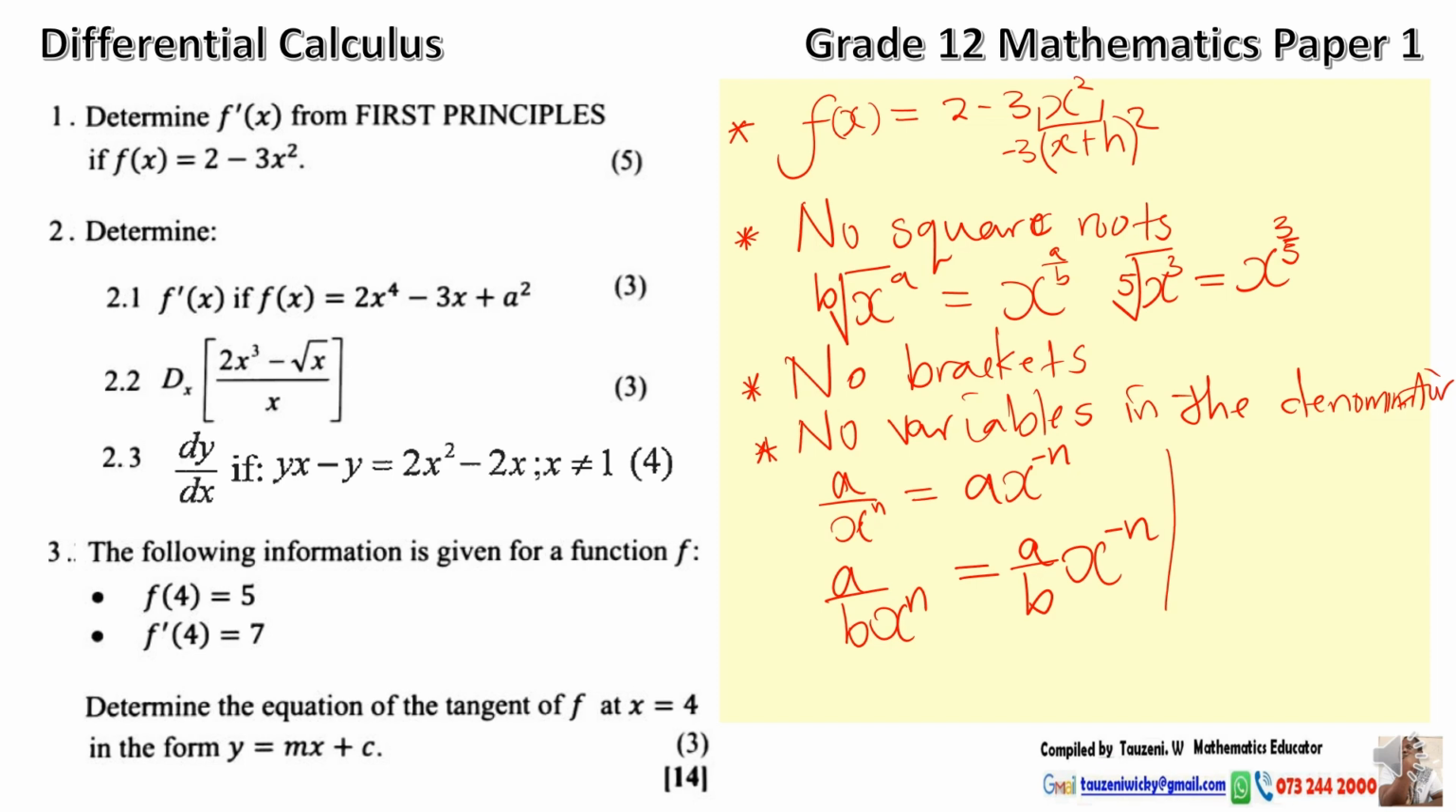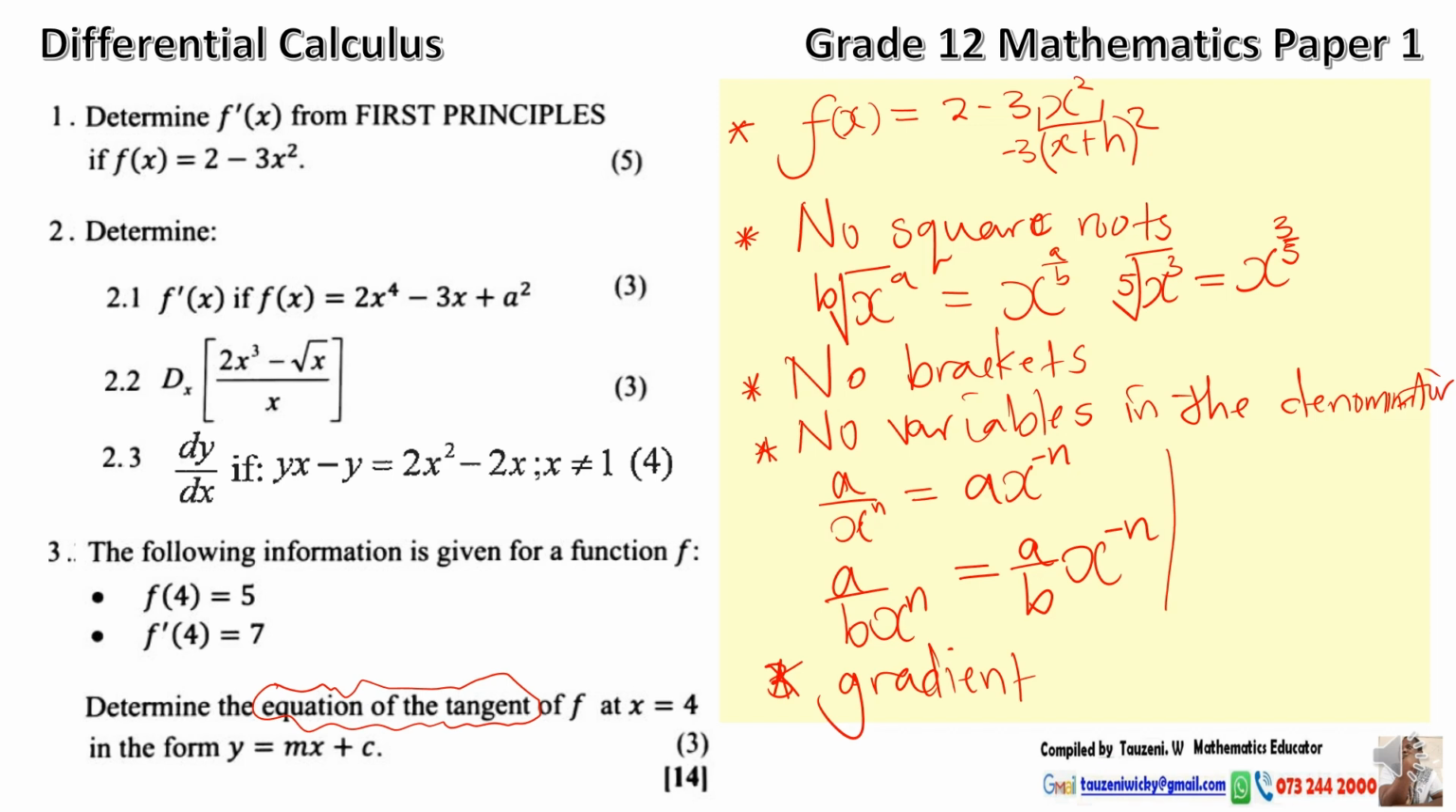Then the third one, we reminded each other that when you are working with the equation of a tangent, there are 2 pieces of information that you need to be able to answer it. You need the gradient, and this gradient comes from the derivative. The derivative of the function gives you the gradient. You differentiate, then you substitute x with the x value that is given. Then that will give you the gradient.